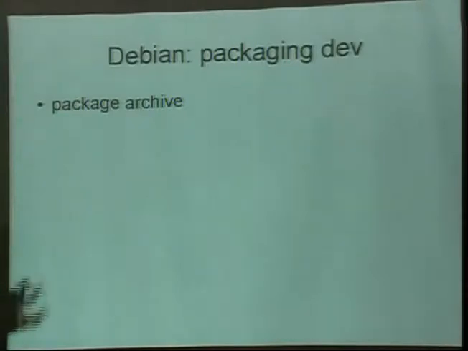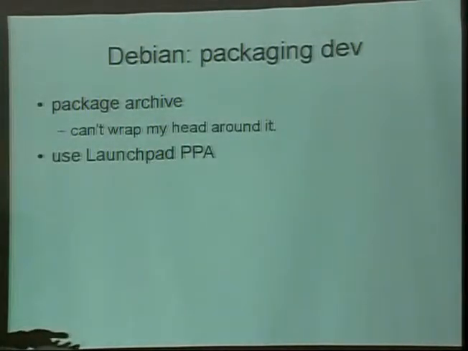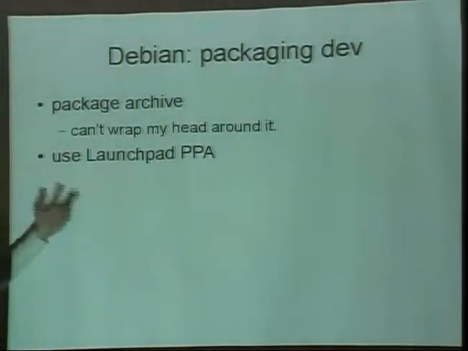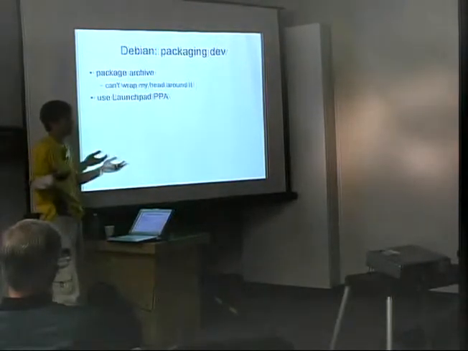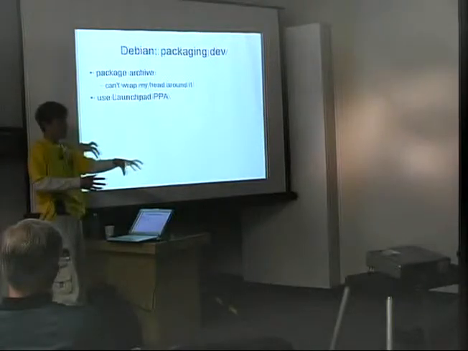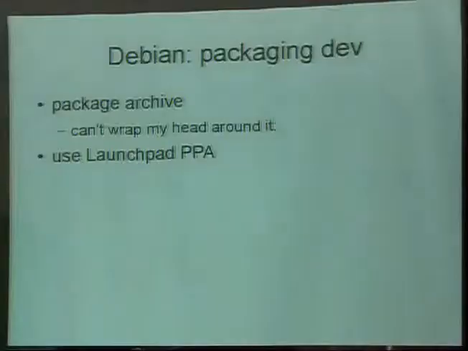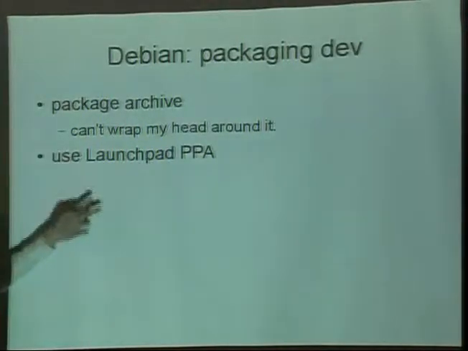So if you want to package stuff for Debian, what do you do? Well, you make your own package archive. But I can never wrap my head around it. Around the right time, Launchpad started giving personal package archives, and that's what I've been using since. So you basically make your own stuff there. If you want to talk about gory details, come talk to me afterwards. I'm trying to give an overview of what the landscape is for now. But you basically upload your sources to the PPA, and then it becomes an apt repo. You add it to your software sources, and it's good.